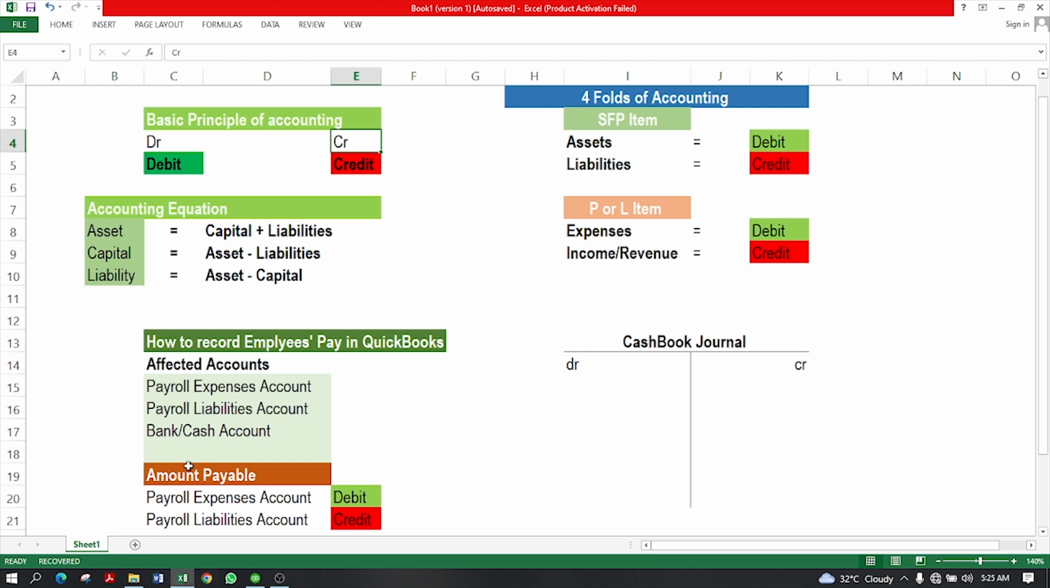Now, also look at this place. We have the accounting equation. If you look at it, the accounting equation states that asset is equal to capital plus liability. Capital is the same thing as equity. Asset is equal to capital plus liabilities. Then capital is equal to assets minus liabilities, and liability is equal to asset minus capital. So these are the accounting equations that guide the operation of any transaction you're recording using accounting principles.